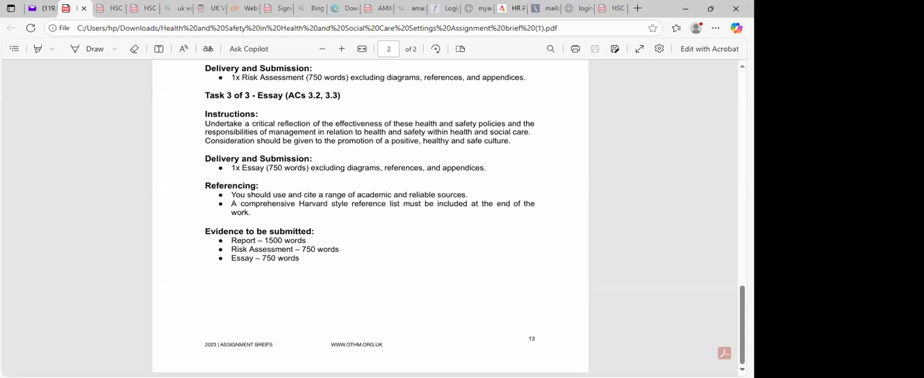What's your understanding, Sola? You don't understand at all, eh? I do have some bit of understanding, yes, on this number three actually. Critical reflection of the effectiveness of those health and safety policies and the responsibilities of management in relation to health and safety within health and social care.